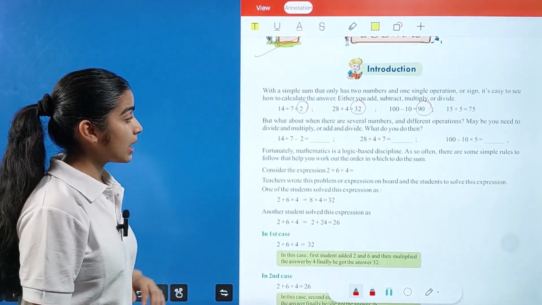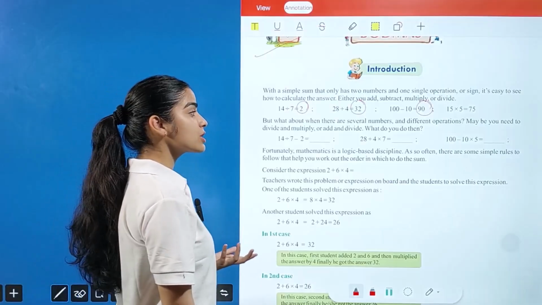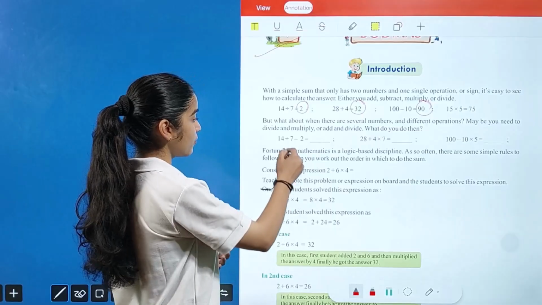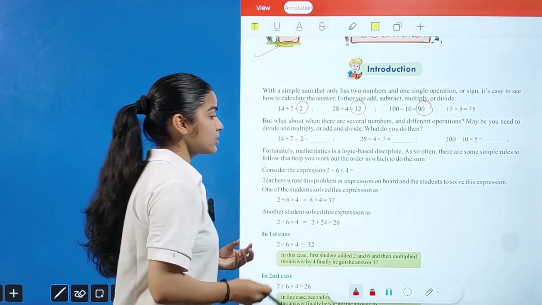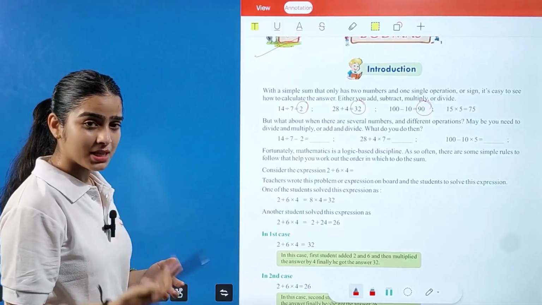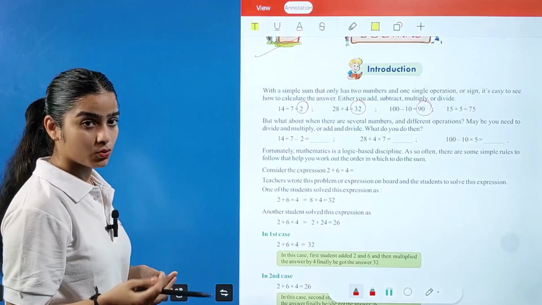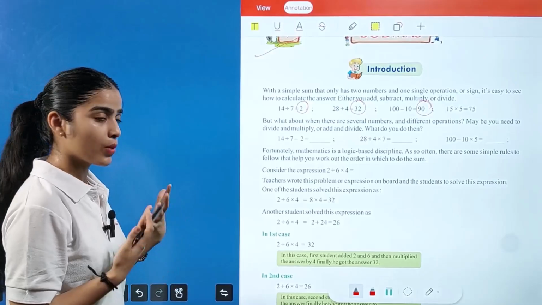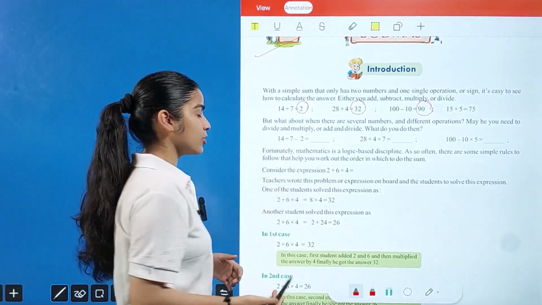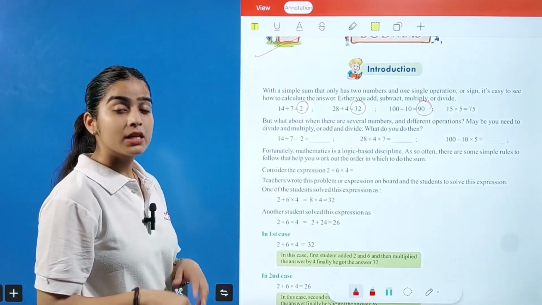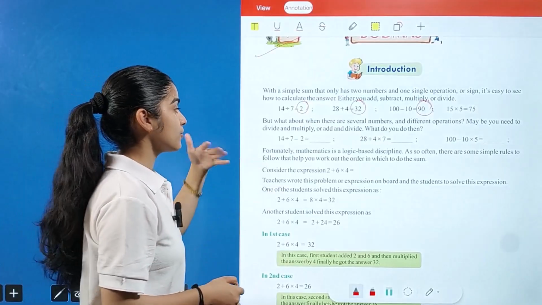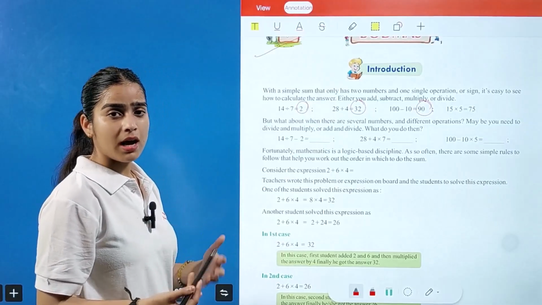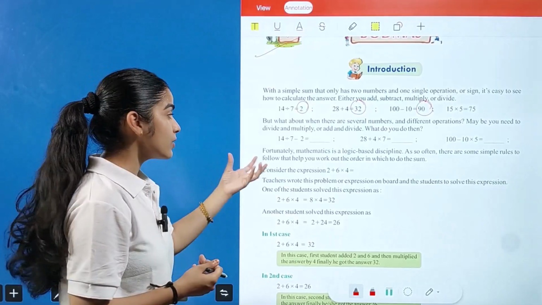But what about when there are several numbers and different operations? Maybe you need to divide and multiply, or add and divide. What do you do then? For example, here we have 14 divided by 7 minus 2. Do you first divide 14 by 7, or first subtract 7 minus 2? When we have this type of question, we get confused. Oh my God, how do we solve it? For example, if you subtract first, 7 minus 2 gives 5, and 14 divided by 5 does not give a whole number. But if you divide 14 by 7 first and then subtract 2 from the answer, you get your answer. But how can you know what to do first?